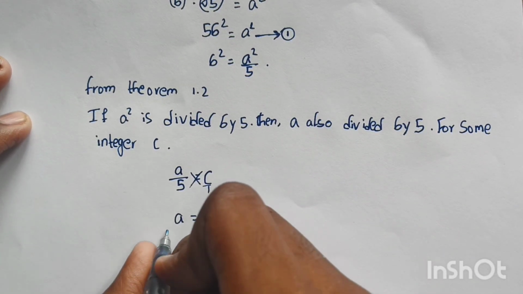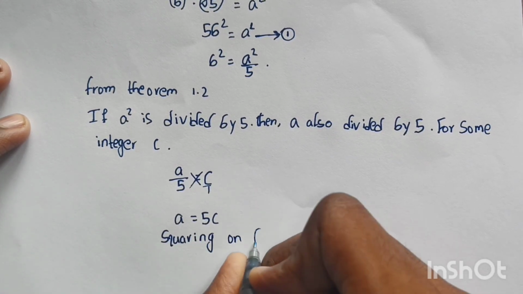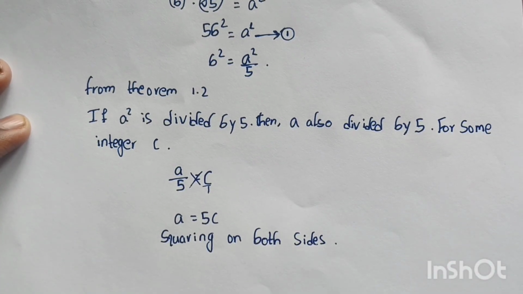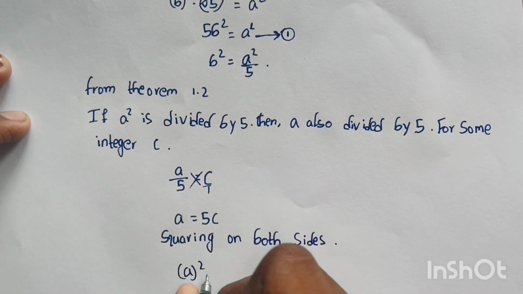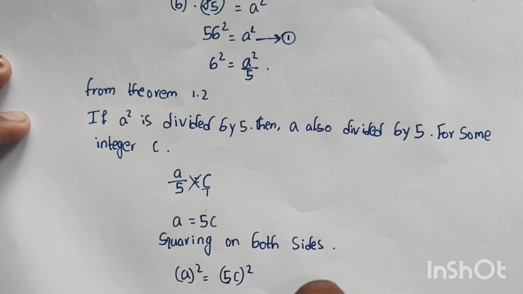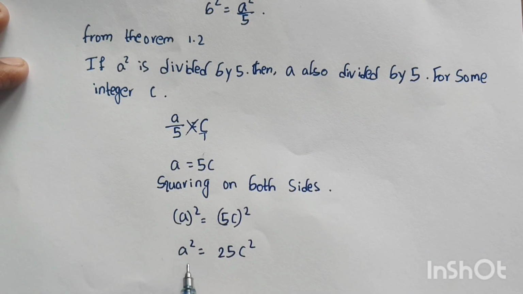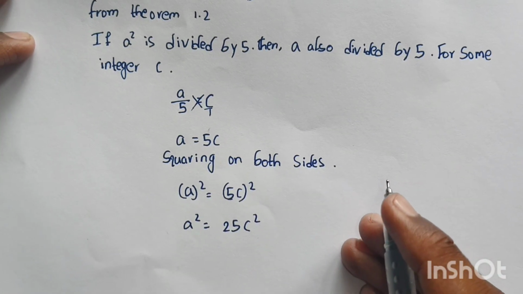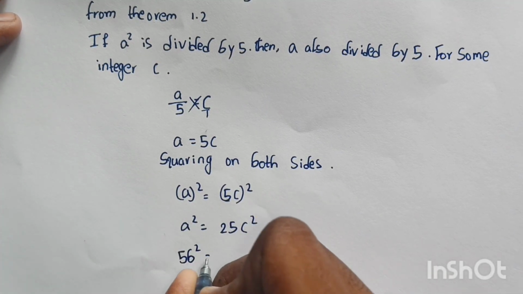Here I am doing squaring again on both sides. Squaring on both sides means a square equal to (5c) whole square. A square equal to 5 square into c square, that is 25c square. Here the value of a square in equation 1 is 5b square, so I am writing directly 5b square.